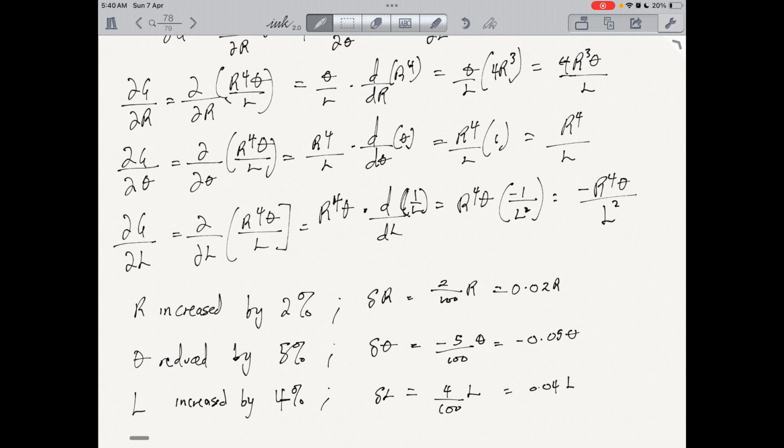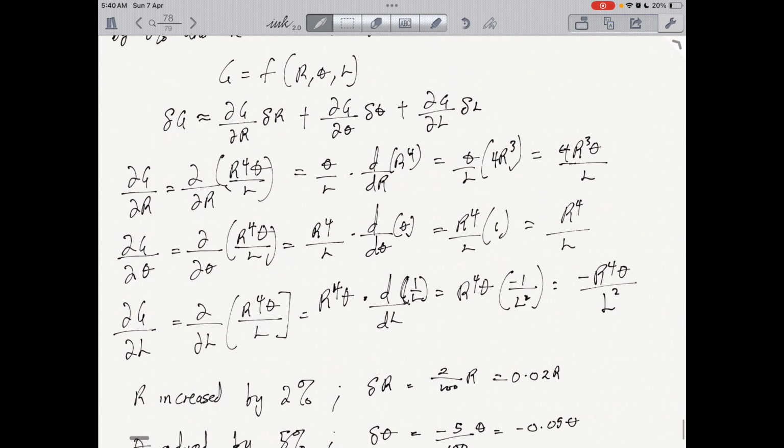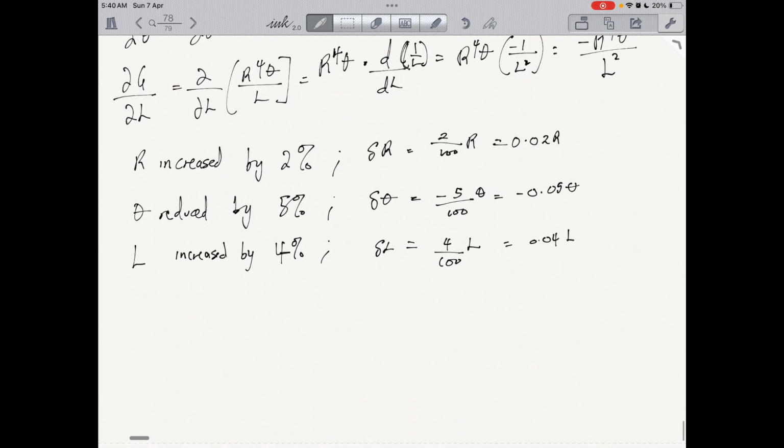So going back to our formula for small change in G, we have that delta G is equal to the partial derivative of G with respect to R multiplied by the change in R, plus the partial derivative of G with respect to theta multiplied by the change in theta, plus the partial derivative of G with respect to L multiplied by the change in L.